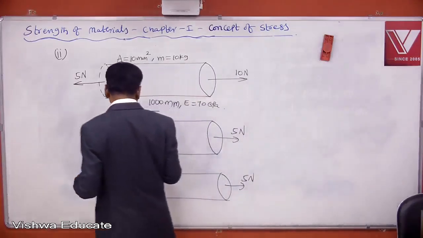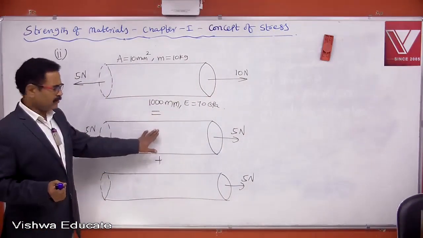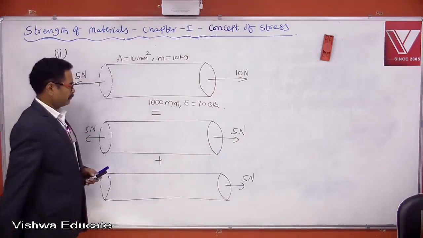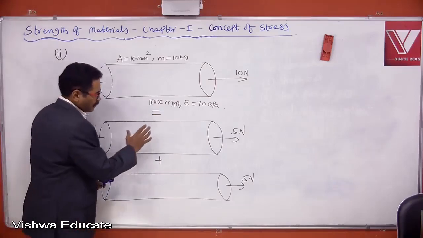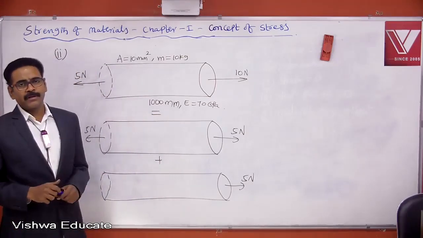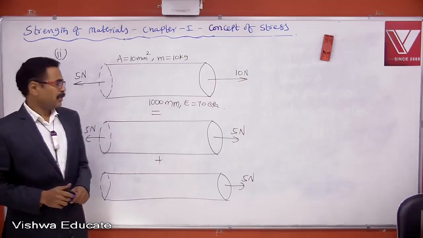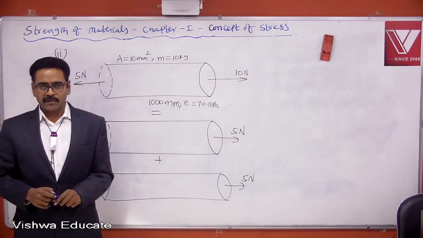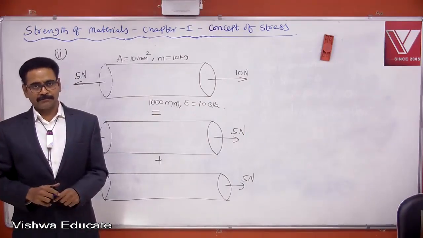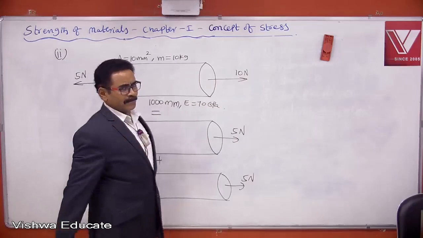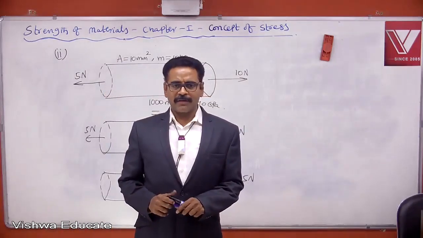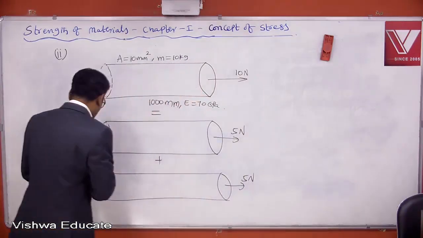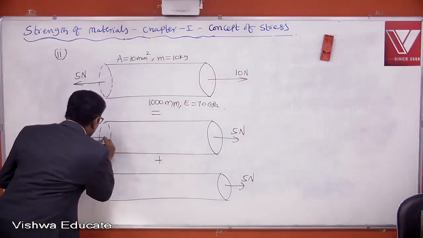See, definitely this bar will be in equilibrium. You forget about the second problem. Try to concentrate only on this problem. This bar will be definitely in static equilibrium. If this entire bar is in static equilibrium, every point of the bar also will be in static equilibrium. If the entire structure is in equilibrium, every point of the structure also will be in static equilibrium. Now, I consider static equilibrium of this point.